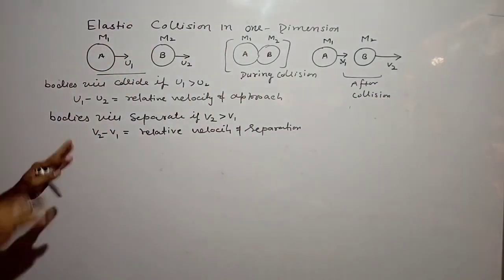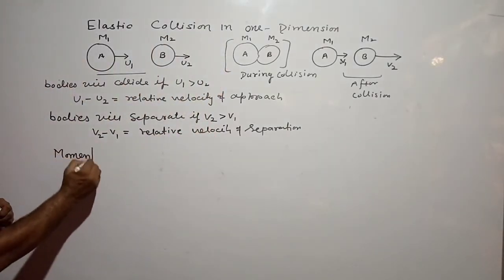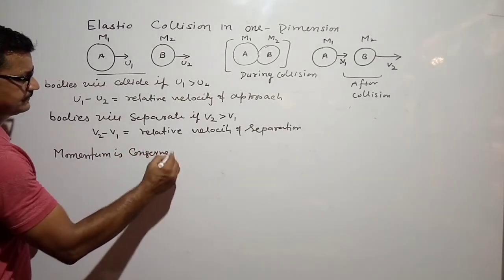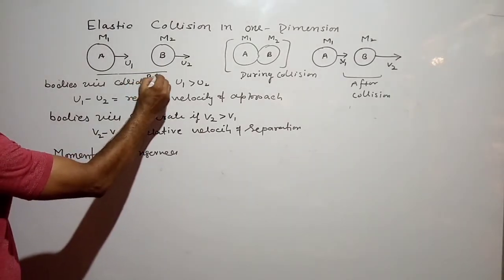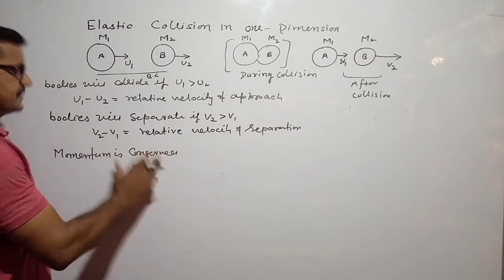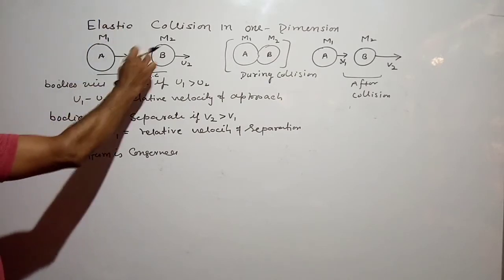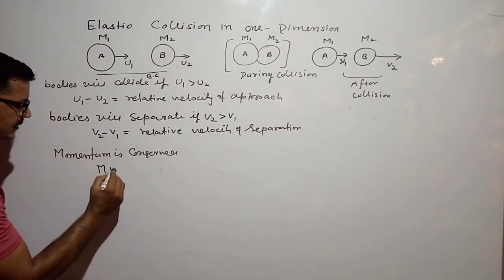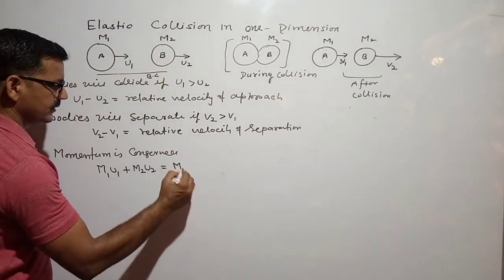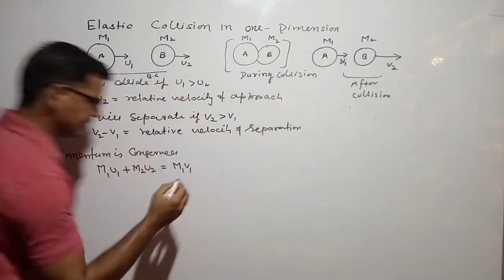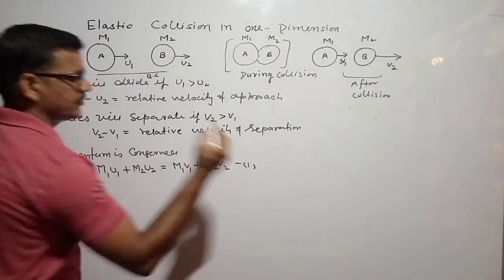As the collision is elastic, you know both the momentum and energy will remain conserved. So in elastic collision, momentum is conserved. Momentum is conserved means initial momentum before collision, BC, I am writing here, BC means before collision, should be equal to final momentum. So initial momentum, that is m1 u1 plus m2 u2, the momentum of the system before collision, should be equal to m1 v1 plus m2 v2. Momentum has a formula, product of mass into velocity. Let this be your equation number 1.